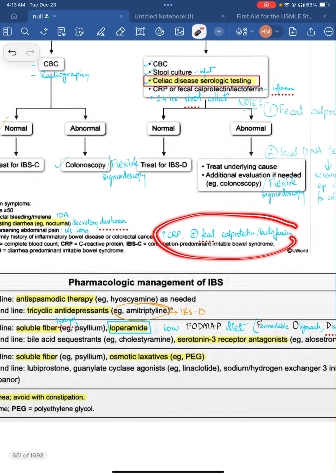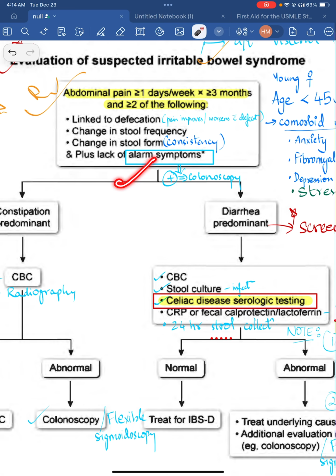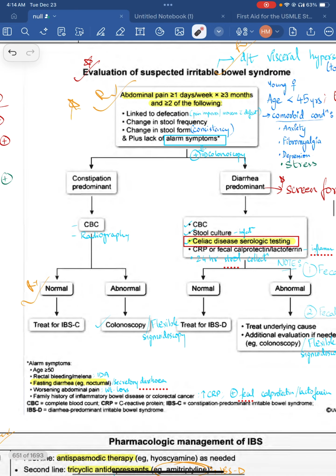Any inflammatory markers like CRP or fecal calprotectin. Fecal calprotectin is an inflammatory marker. So if you have any alarm symptoms, then you need to go for a colonoscopy or flexible sigmoidoscopy. Colonoscopy is better. So first look at the symptoms. If you have any of these, you should check if it is constipation predominant or if it is diarrhea predominant.